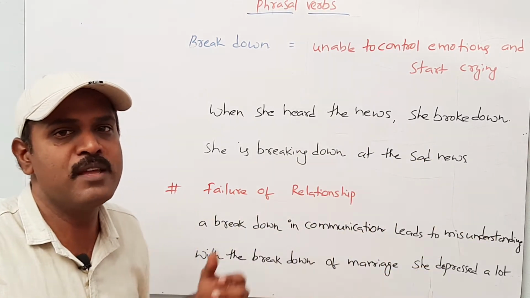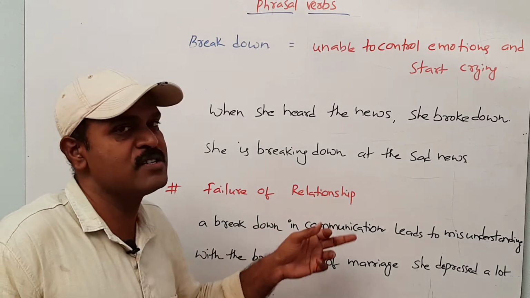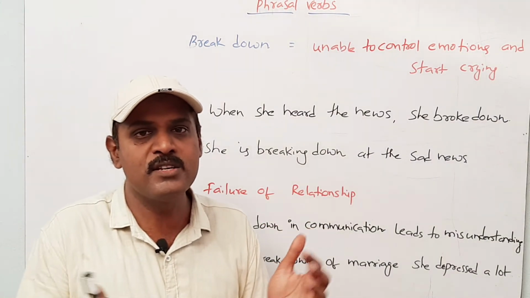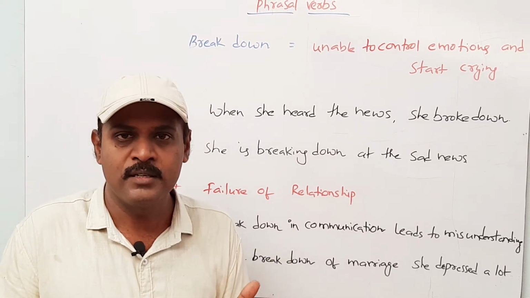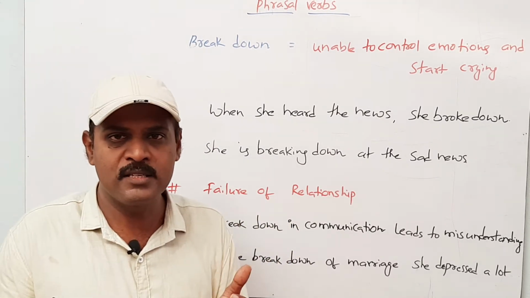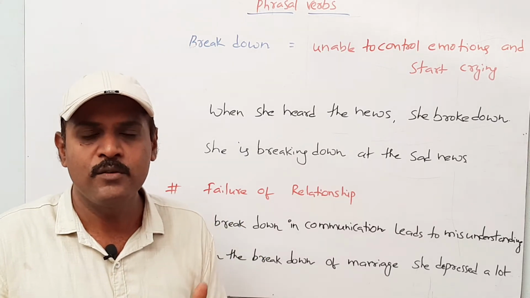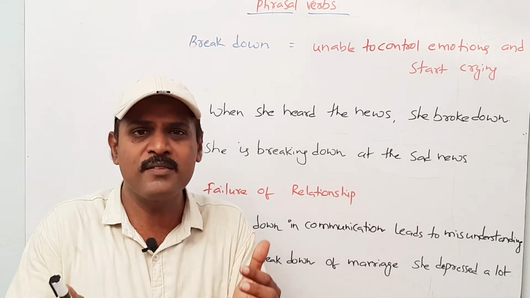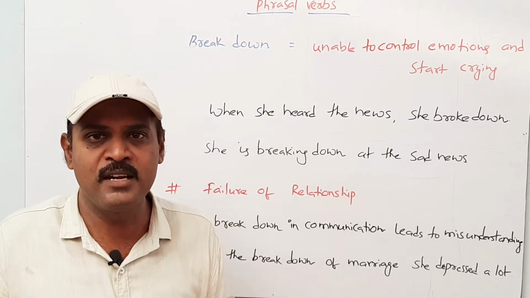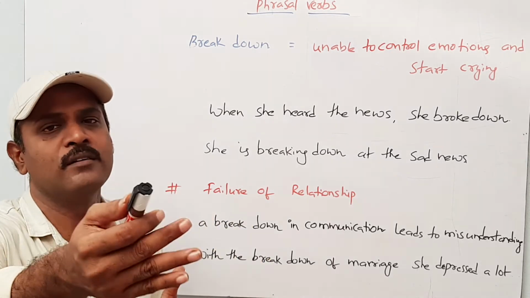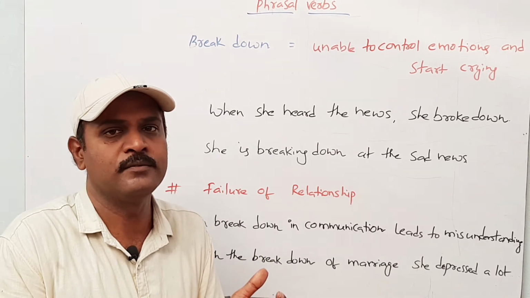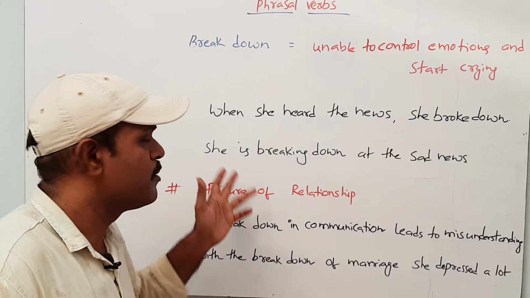Okay. Next meaning. Failure of relationship. In our society, we have so many relationships. Mother to son, son to daughter, or sisters, or brothers, or wife and husband. We have so many relations. Because of some kind of problems, hardships, some kind of misunderstandings, sometimes we fail to understand the other person. At that point of time, the relation stops. In that case, we have to use breakdown.